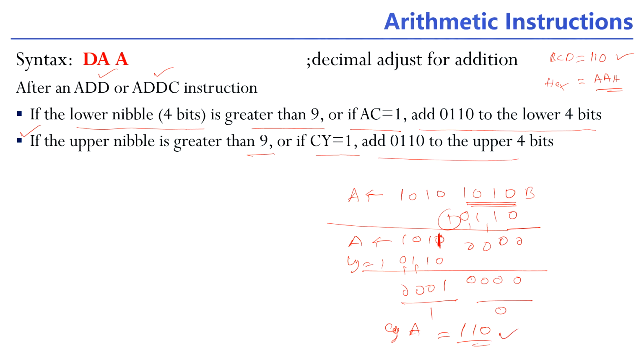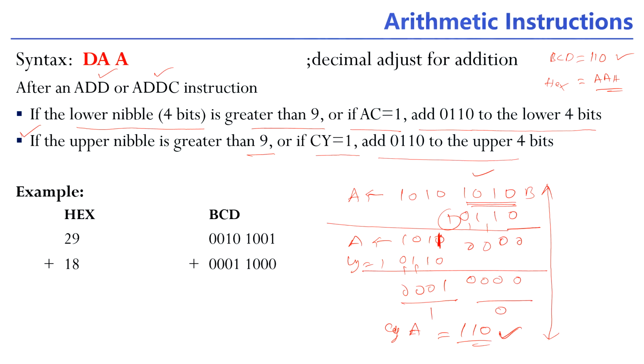So our DAA instruction will convert this result into the corresponding BCD number. This is one of the instructions which correct the results after BCD addition. So let us see the examples here. In hex format, 29 is available, 18 is available.